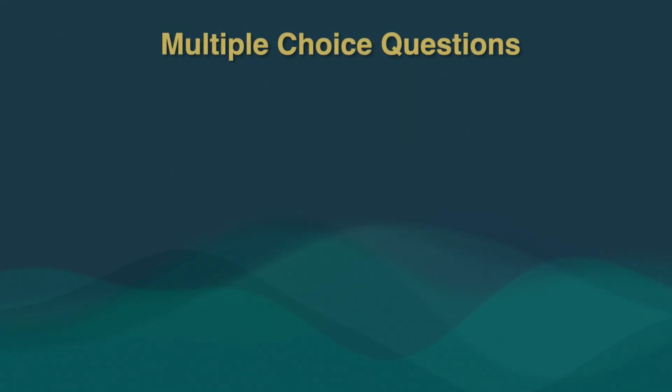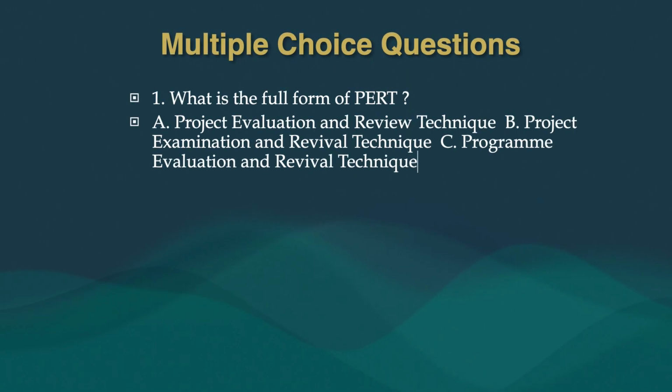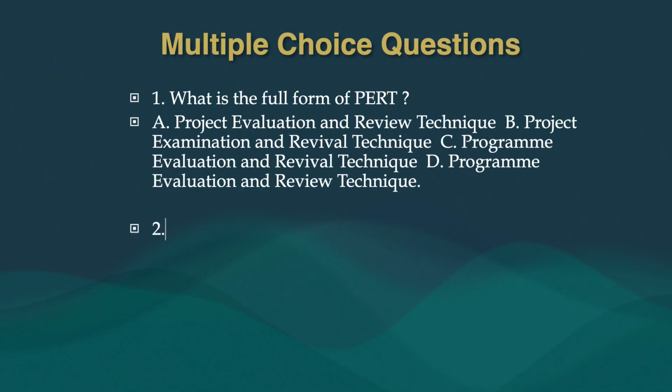Now, we shall discuss a few multiple choice type questions. Question number 1. What is the full form of PERT? There are 4 options. Option A, project evaluation and review technique. Option B, project examination and review technique. Option C, program evaluation and revival technique. Option D, program evaluation and review technique. The correct answer is option D, program evaluation and review technique.